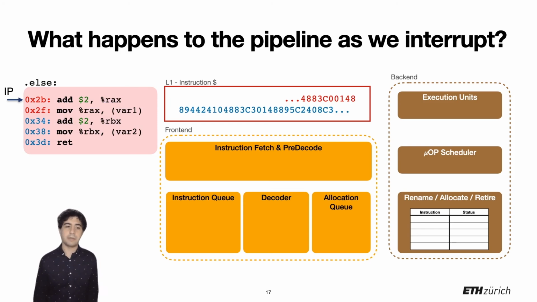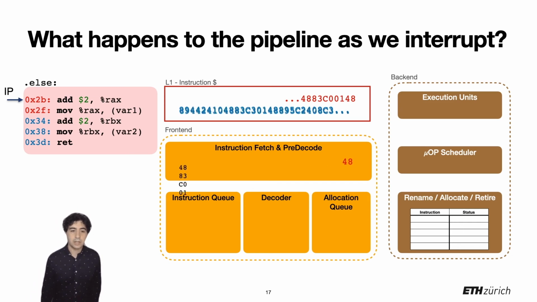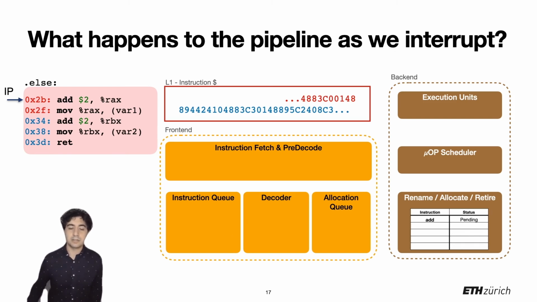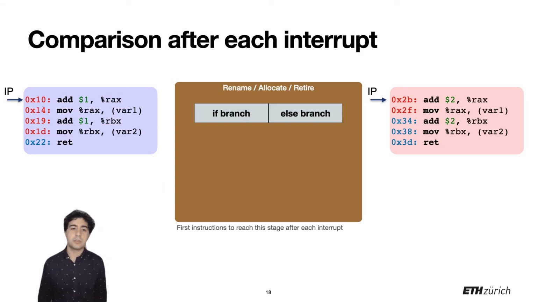If we look at what happens in the else branch, now this branch is differently aligned from the if branch. So the first 16-byte block that reaches the front end actually only contains one usable instruction. And this instruction again travels through the front end and is the first one to reach the reorder buffer. If we look at which instructions reach the backend first after each interrupt, we will obtain something like shown in the table in this slide.